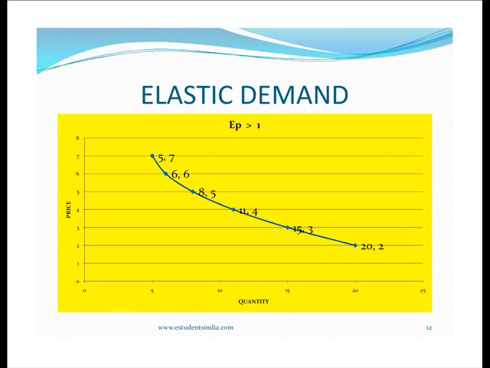The demand curve shows that from rupees 7 to rupees 3, it is elastic. EP is greater than 1. But from rupees 3 to rupees 2, is it elastic? You guess.